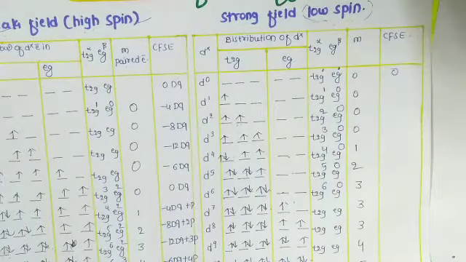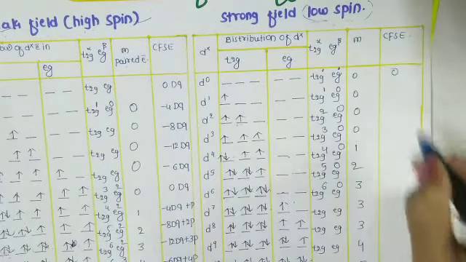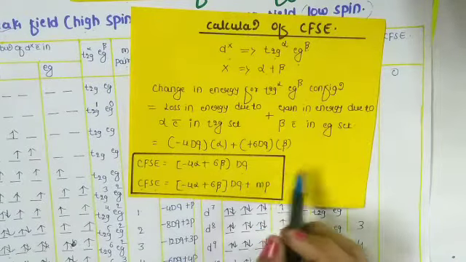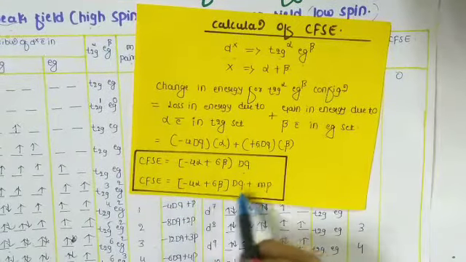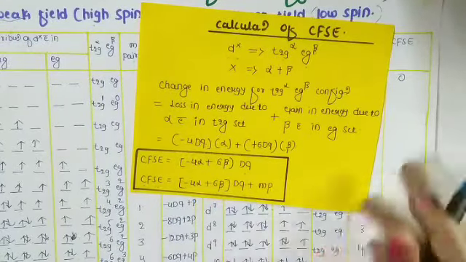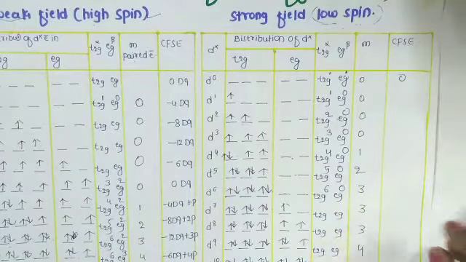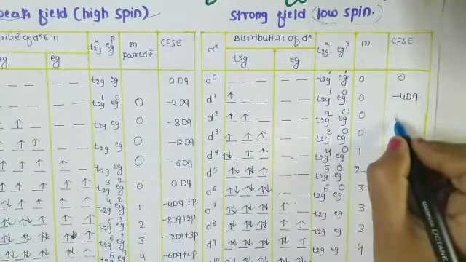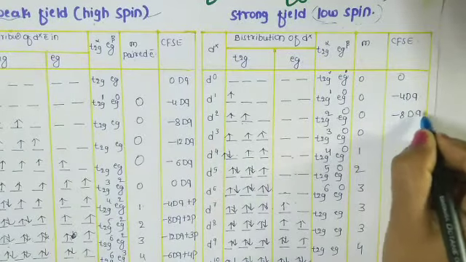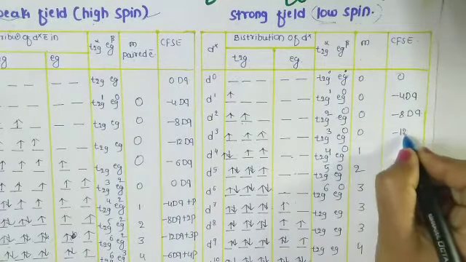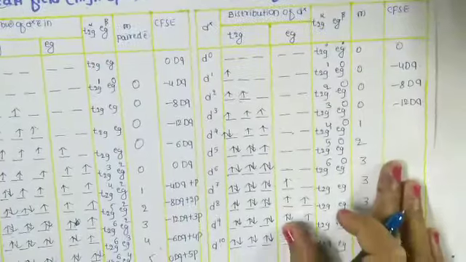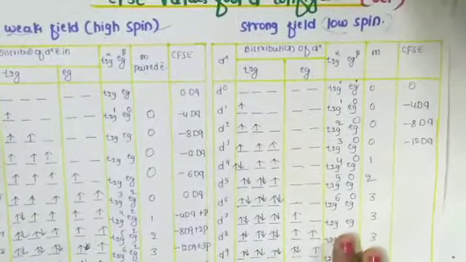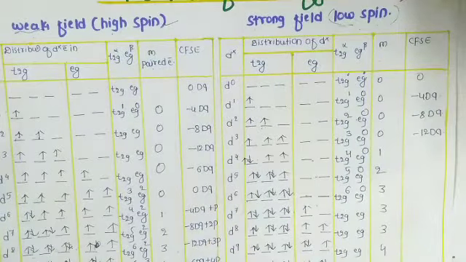Similarly, by using the formula you have to calculate the CFSE value. What is the formula? Here it is minus 4 alpha plus 6 beta into Dq, in terms of paired electrons, minus 4 alpha plus 6 beta into Dq plus mP. So now its value is 4 Dq, and calculating this one gives 8 Dq, and it is also 12 Dq. Similarly you can find out all those things. Now this is about the calculation of crystal field splitting energy in terms of octahedral.